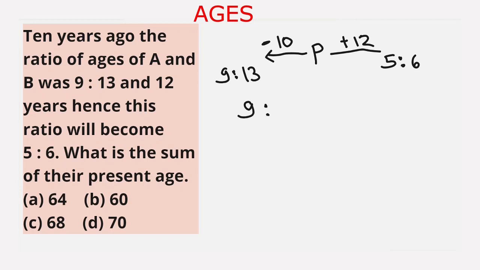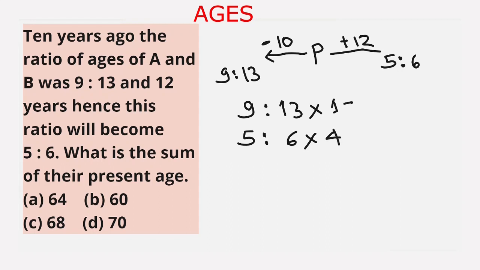Now 9:13 has the difference of 9 and 13, which is 4, and 5:6 has the difference of 1. So what I have to do? I have to make this difference equal. So I have to multiply 9:13 by 1, as the difference between 5 and 6 is 1, and 5:6 by 4, as the difference between 9 and 13 is 4.